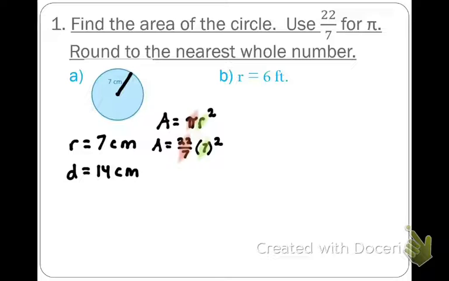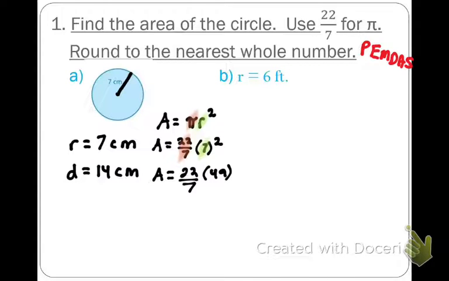All right, so there's this thing that we learned way long ago, PEMDAS. Do you remember PEMDAS? What does the P stand for? Parentheses. Is there any work to do inside the parentheses? No. Are there any exponents? Yes. What are my exponents here? 2. Okay, 7 squared. What does 7 squared mean? 7 times 7. All right, so we're going to write A equals 22 over 7 times 49.